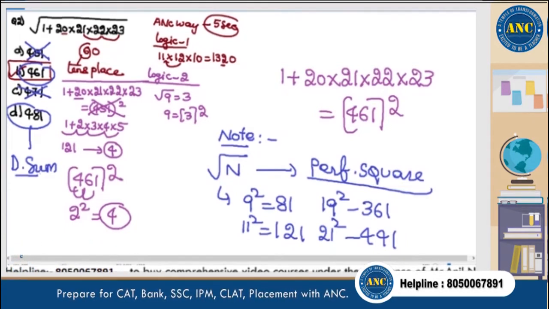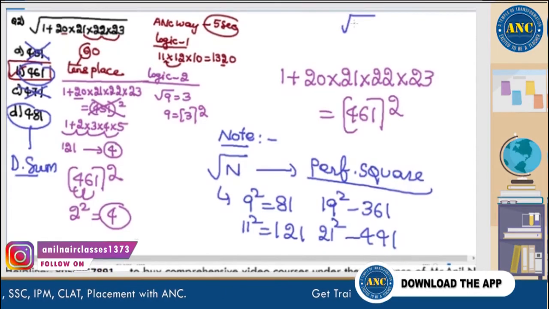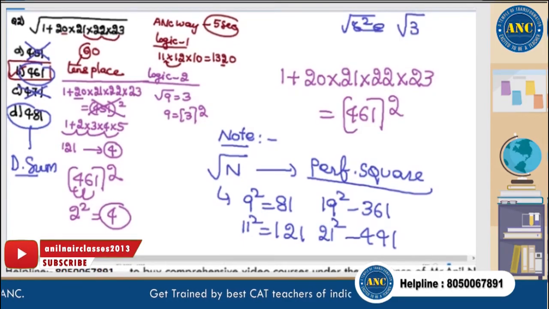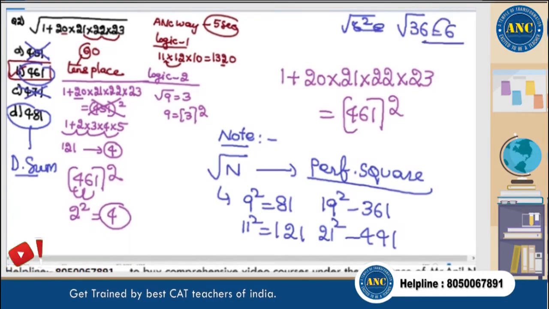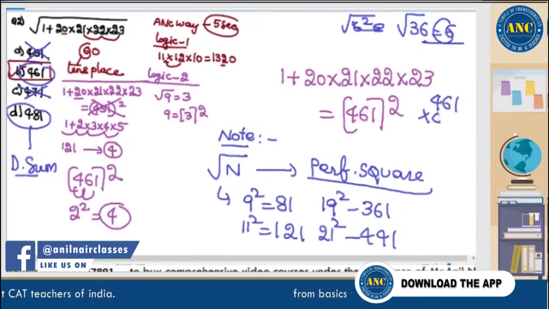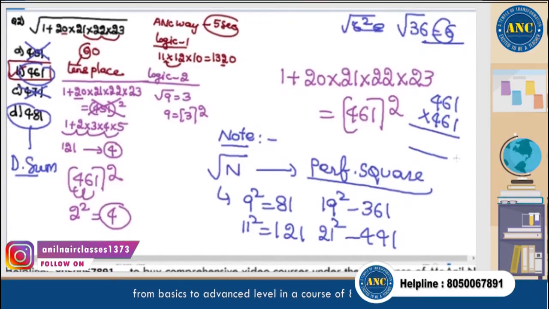Root of 6 square is 30. Root of 36 is 6, right? So you try to do 461 into 461. You will come to know what the logic is.